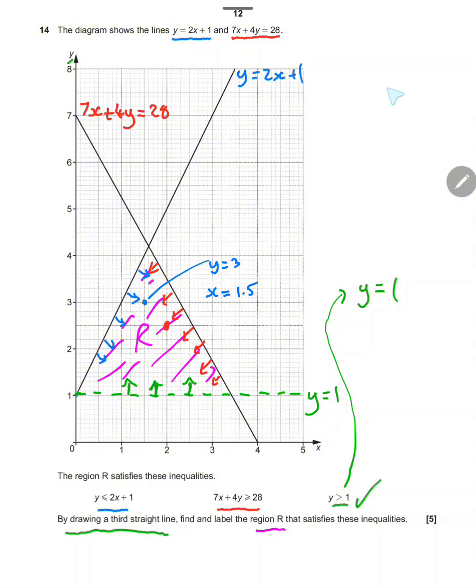Just a quick note on why I did a dashed line here and not a solid line. It's because I just want y is greater than 1. If it said y is greater than or equal to 1, that 'or equal to', I would have done a solid line. Or equal to, solid line. No 'or equal to' means I do a dashed line.